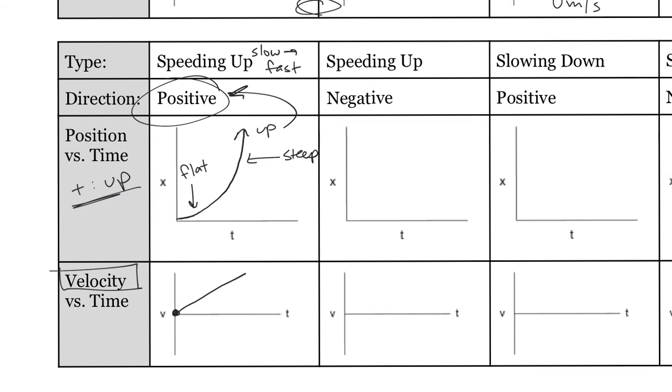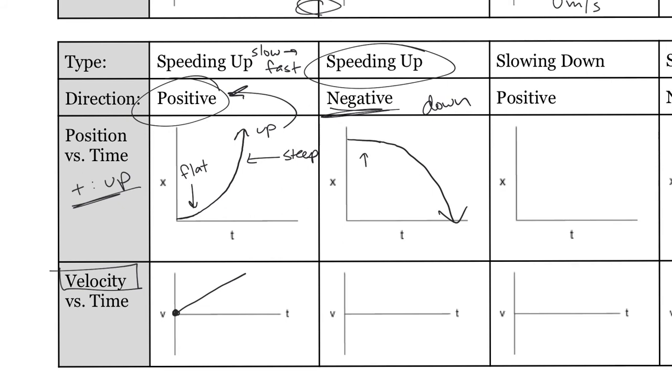Now we're going to look at that same thing, speeding up, slow to fast, but go in the negative direction. So negative is going to mean we're going down. Negative is down. So we start off going slow. Slow is flat, but we're going to start off going flat, kind of down a little bit. And then over time, as we speed up, we get steeper, but going down in the negative direction, okay? So our graph has flipped over.